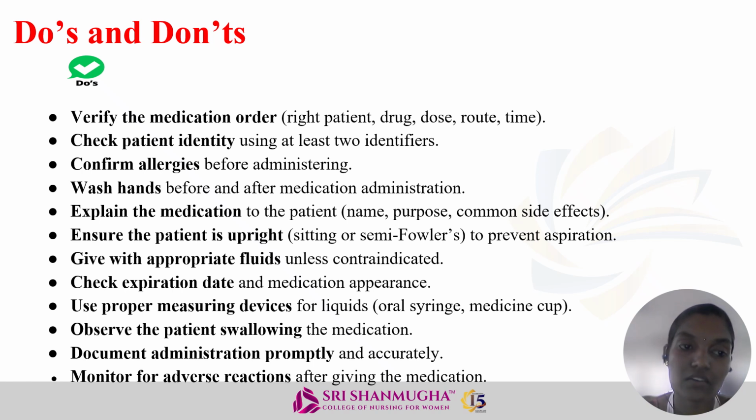Do's, first, what we do: verify the medication order, right patient, drug, dose, route, time and all. Next, check patient identity using at least 2 identifiers. Next is confirm allergies before administration. If the patient has any allergy reactions, we have already written it in red pen in the drug chart itself for cross check. For example, if the patient had an allergy reaction to paracetamol, we don't give that.